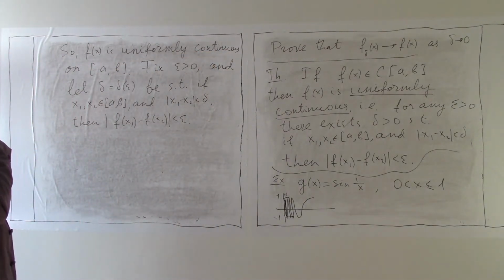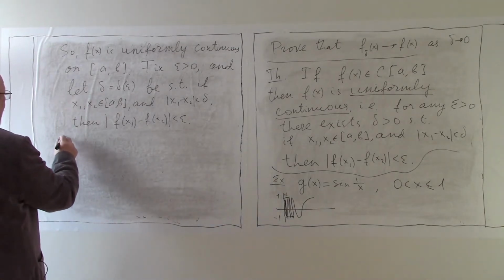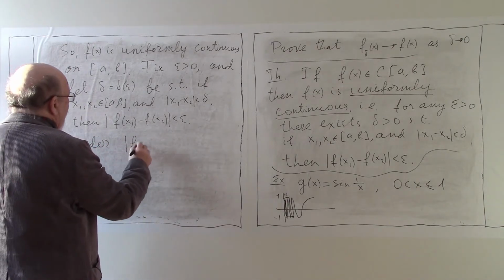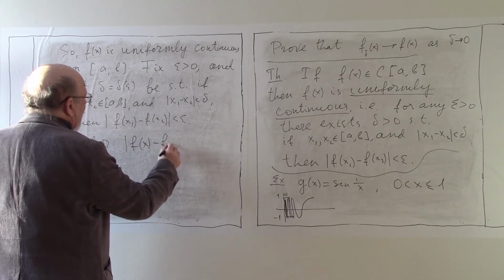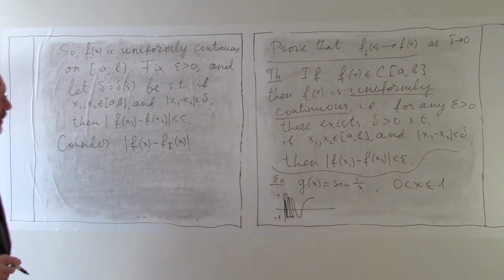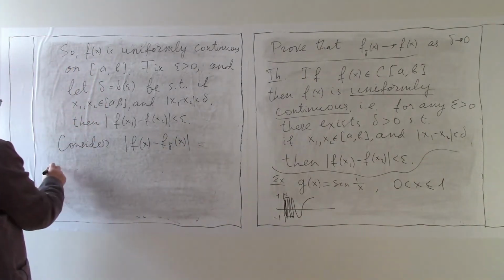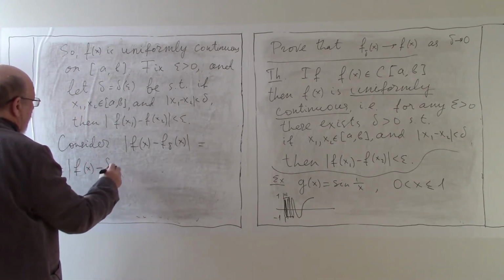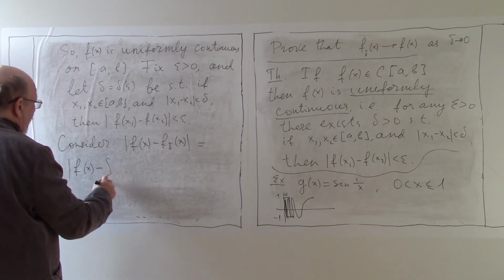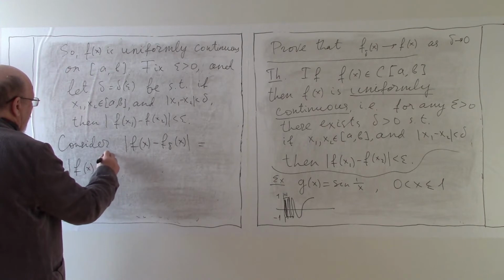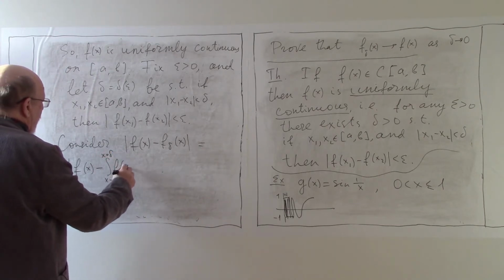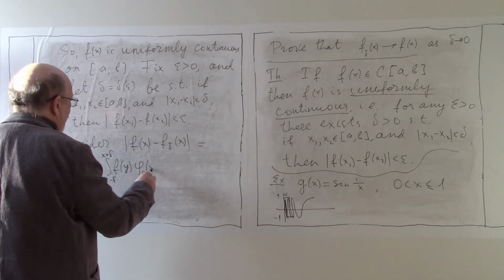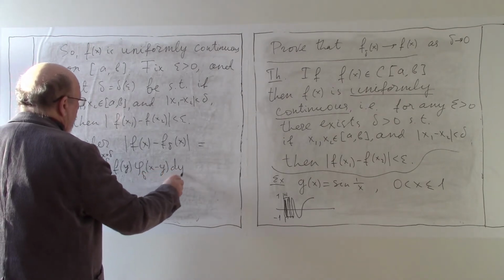And now let us consider the difference. The difference modulus of f(x) minus f_delta(x) equals modulus of f(x) minus the integral, say from x minus delta to x plus delta, of f(y) phi_delta(x minus y) dy.